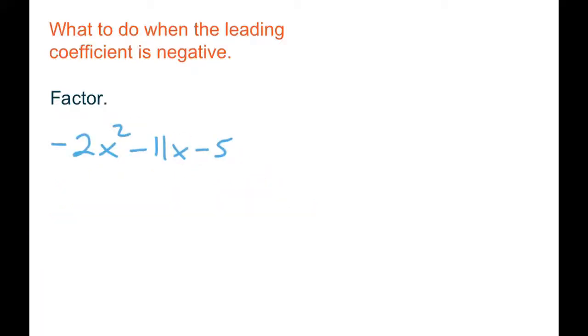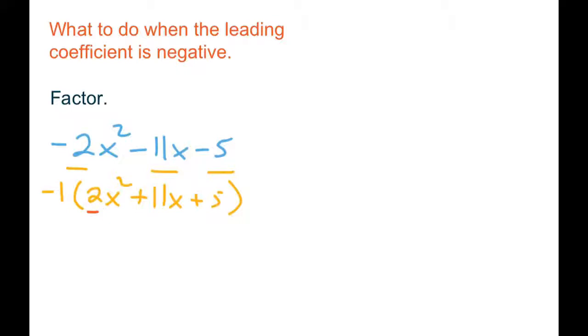All right, now, once again, same idea. We're going to factor the negative out. So I look at all three of my terms here. I can't factor the whole -2 out because 2 doesn't go into 11 or 5 evenly. So I'm just going to factor out the -1. And that's going to leave me with a positive 2x squared plus 11x plus 5.